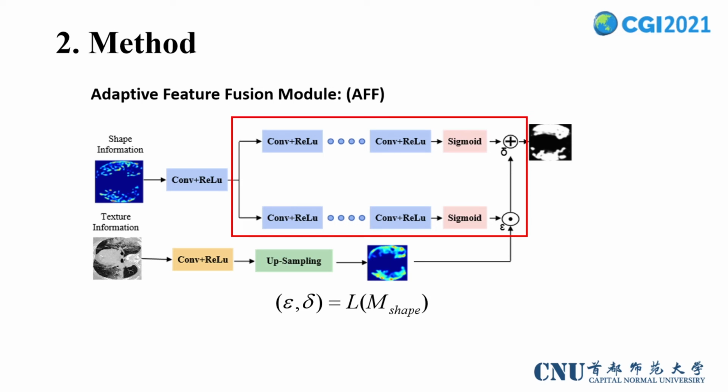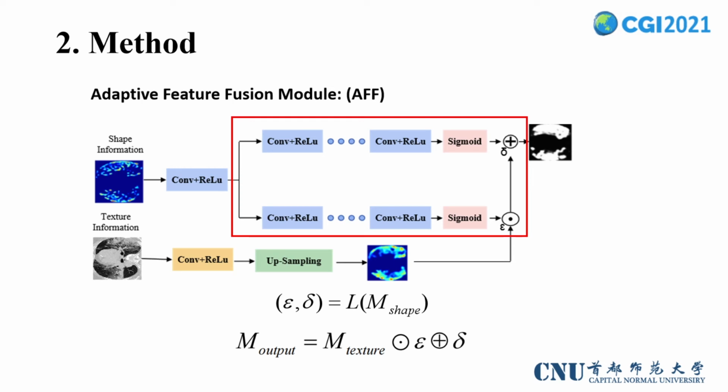Then, we make the resolution of the texture features the same as the shape features by an upsampling operation. Finally, the generated features are element-wise multiplied by gamma and then element-wise summed with beta. Therefore, the output of each FF model, M output, can be represented as follows. Based on the FF model, the BDFNet can use texture information and shape information and compensate for the lost infection boundary related information to generate segmentation results with more precise boundaries.